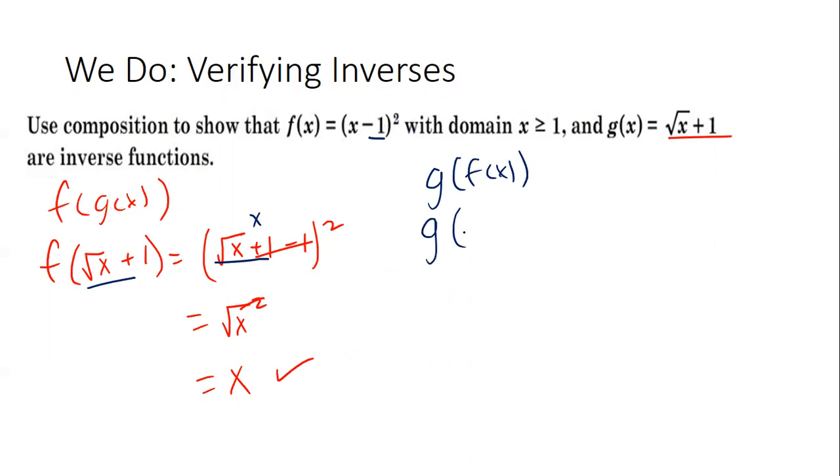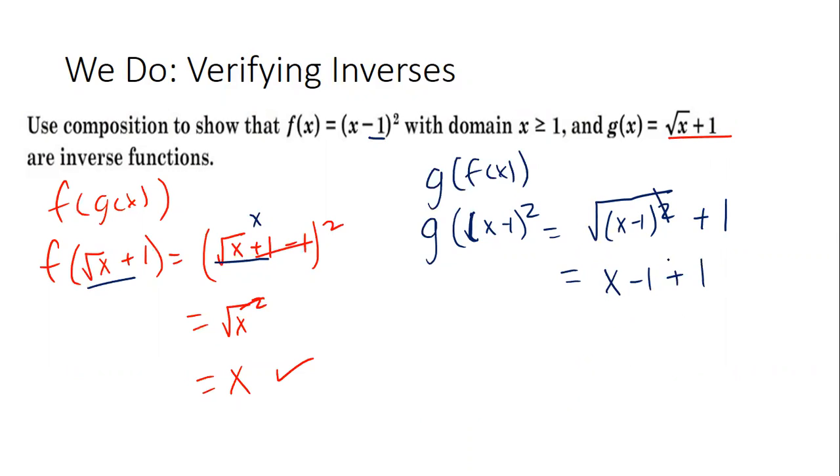So we have g composed with x minus 1 squared. So we're going to plug this in for x. So underneath the square root, I now have x minus 1 squared. Outside the square root, there's already a 1, and that 1 has to be there. A square under a square root cancels each other out, and I'm left with x minus 1 plus 1. What happens to my 1s? Cancel, and I'm left with x. So that means that f of x and g of x are inverses.